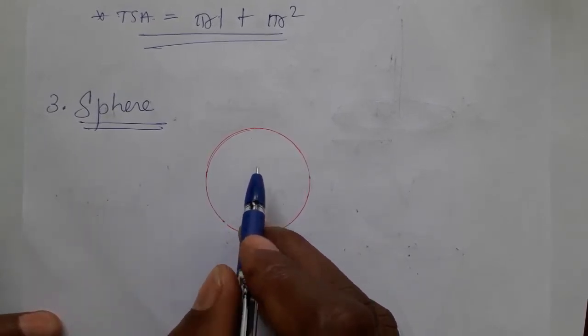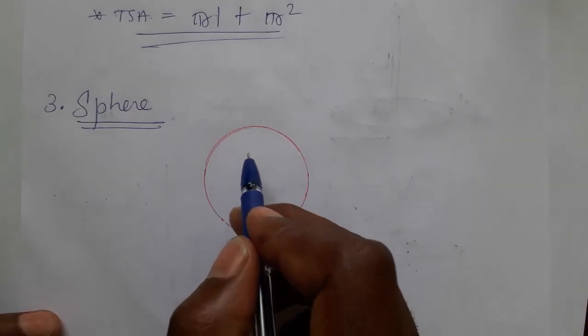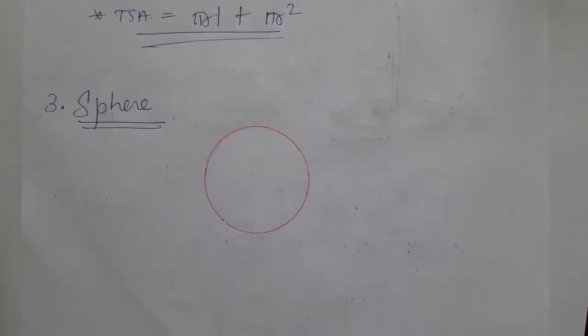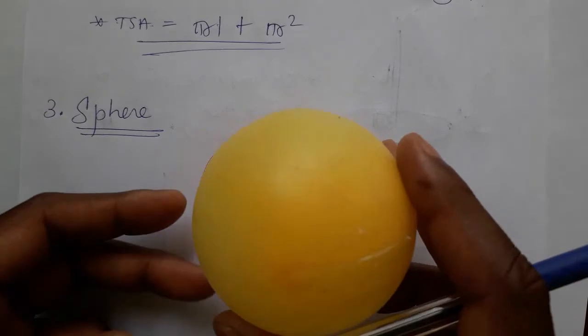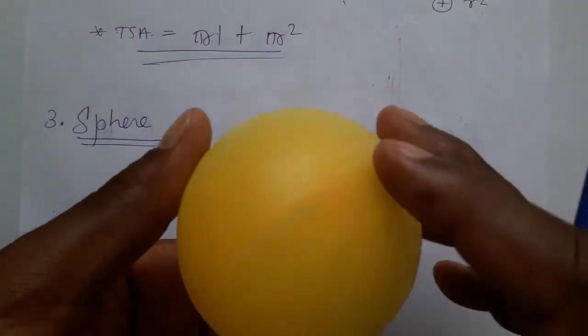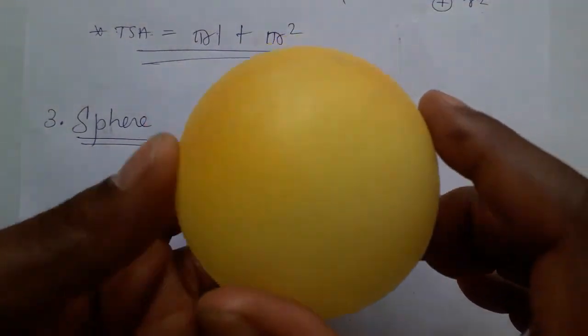What I drew here is actually a circle. But which one is the sphere? Sphere is this. This is the sphere actually. So when we see everywhere, it is a rotational part only. This is the sphere.